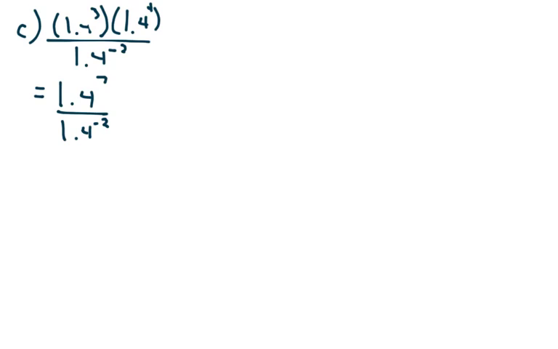Now we get something new. Now we're dividing. When you divide, you need to subtract the exponents. So we'll have 7 subtract negative 2, which is the same as 7 plus 2, or 9.